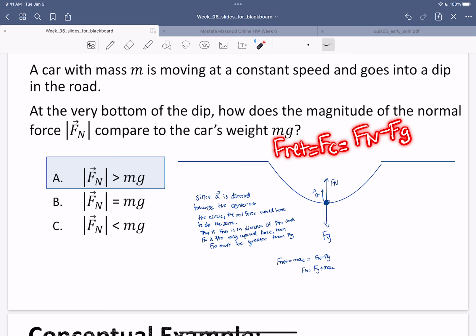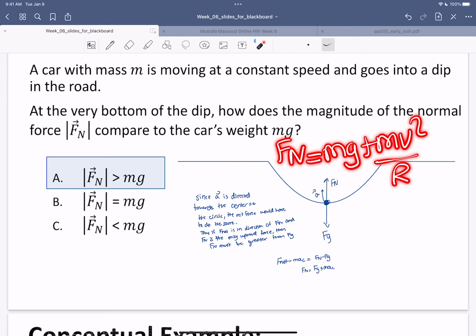Now, the thing is, this normal force, remember, that's going to be the one directly providing a centripetal acceleration. And so then we can say this is equal to mac or mv squared over r. So if we want to compare Fn to Fg, we can say that Fn is then equal to mg plus mv squared over r. So that means gravity plus the overall net force or overall centripetal force is going to give us normal force. So that means that gravity is then less than normal force.